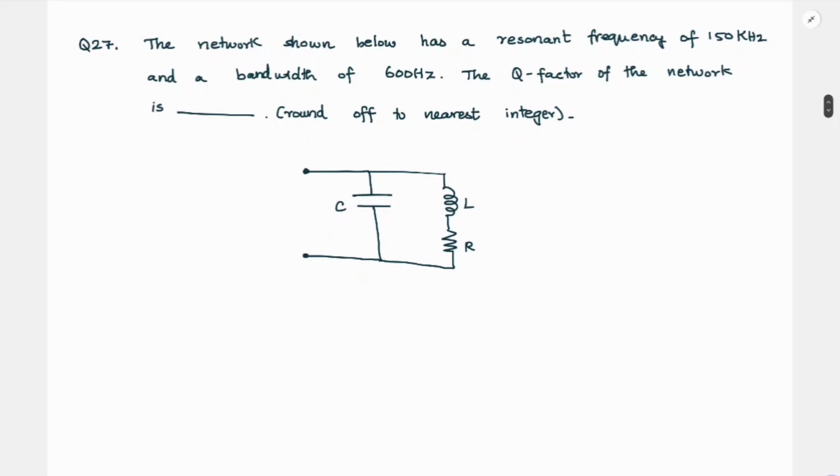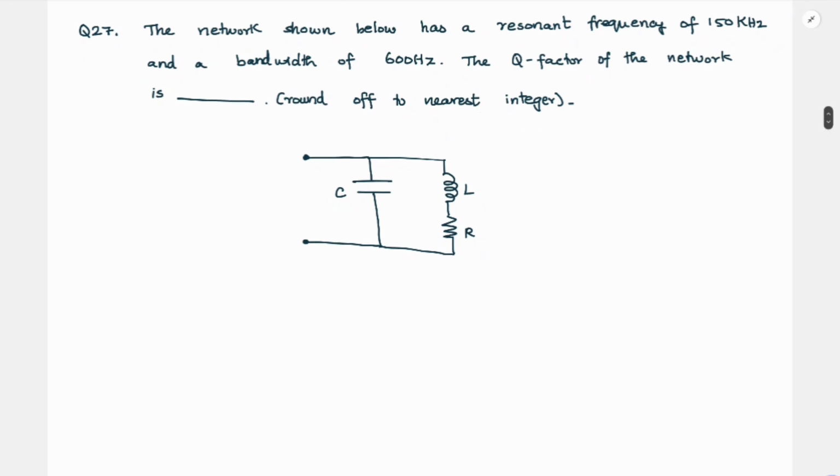So the network shown below has a resonant frequency of 150 kHz and a bandwidth of 600 Hz. The Q factor of the network is dash, round off to nearest integer. So here is the network they have given. So they're asking for the Q factor. So what is the Q factor?